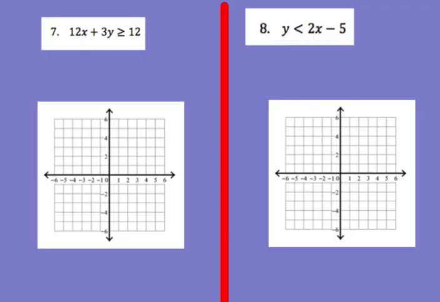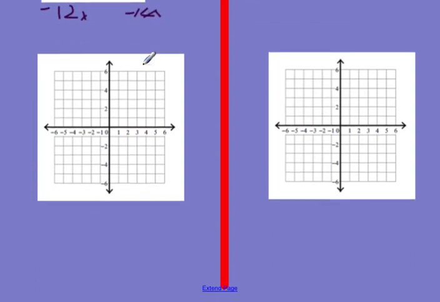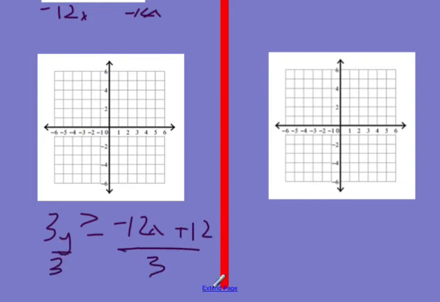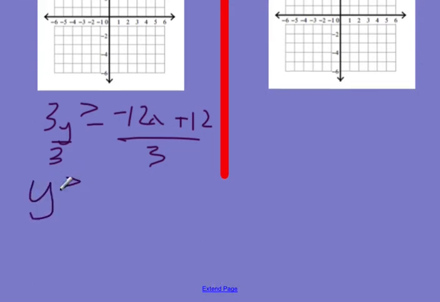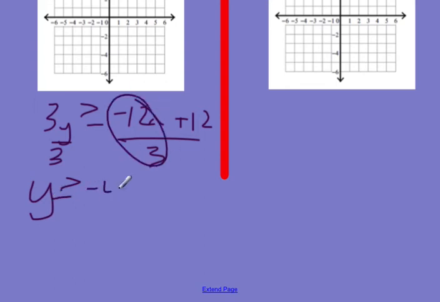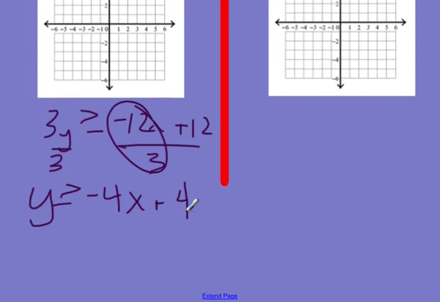Okay? So let's take a look at number 7. Again, for number 7, we have to solve that for y. So I'm going to go ahead and subtract 12x from both sides. And then what I'm going to end up getting is 3y is greater than or equal to negative 12x plus 12. So to solve for y, I'm going to divide both sides by 3. So my symbol stays the same way because we're not dividing by a negative number. Okay, negative 12 divided by 3 is going to be a negative 4, and then x. And 12 divided by 3 is going to give me 4. So I have y is greater than or equal to negative 4x plus 4.